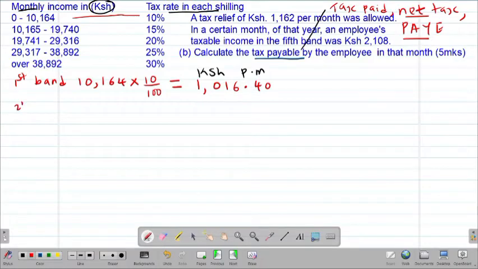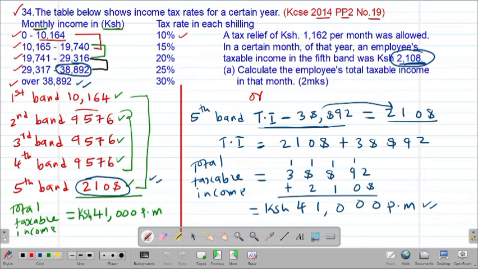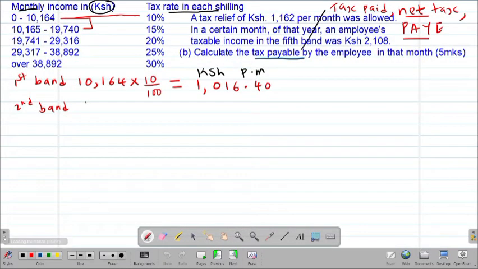We move to the second band, or the second bracket, or the second slab, whereby we'll get the difference between these two. So 19,740 minus 10,164, we had already computed it in this step, whereby we had gotten 95.76. So this is 95.76.